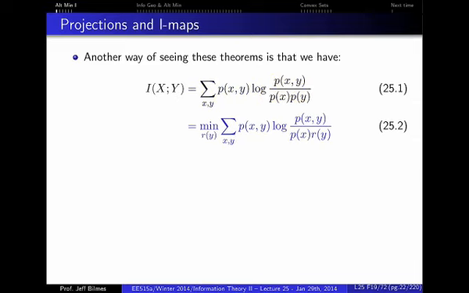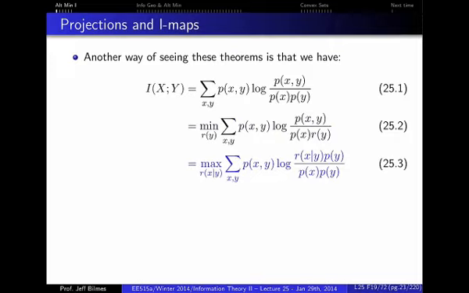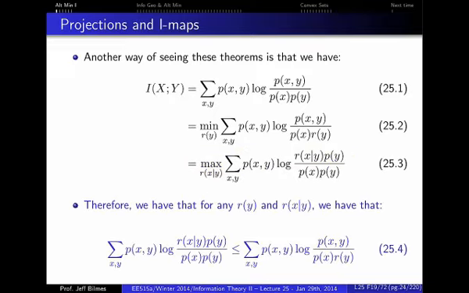And so we can then write this as a minimization, because P of y is the distribution that achieves this minimization. But we can also write this as a maximization, because P of x given y is the conditional that achieves this maximization. And so, as a consequence, we get this bound. Whereas if we plug in any r of y and r of x given y, we get that the right-hand side is always going to be greater, and the left-hand side is always going to be less.